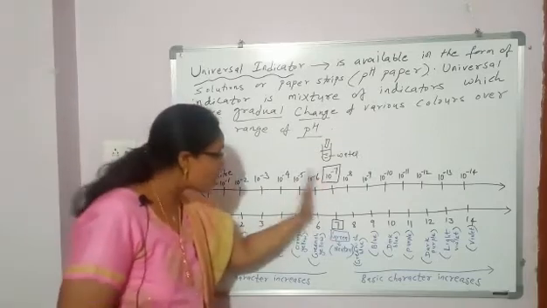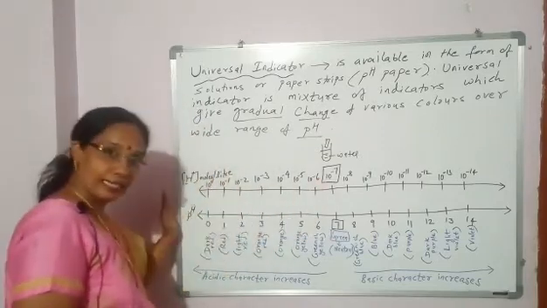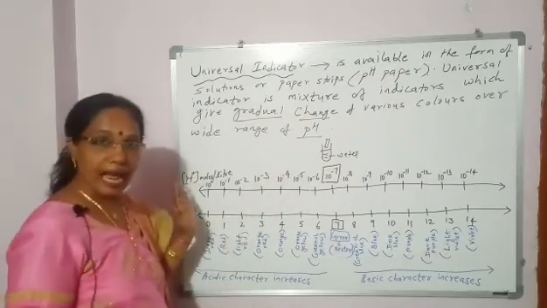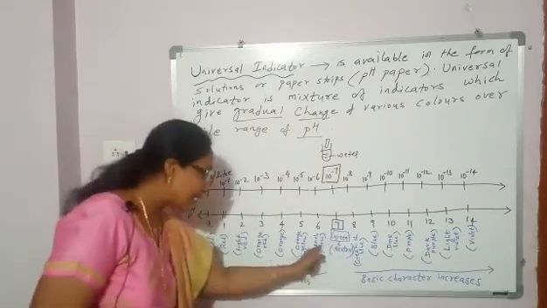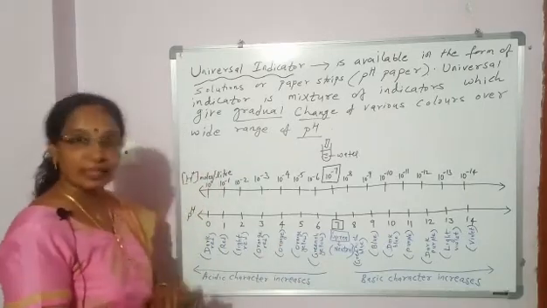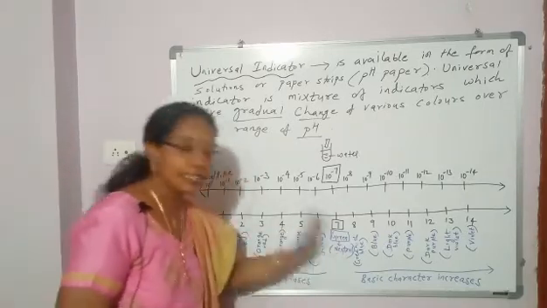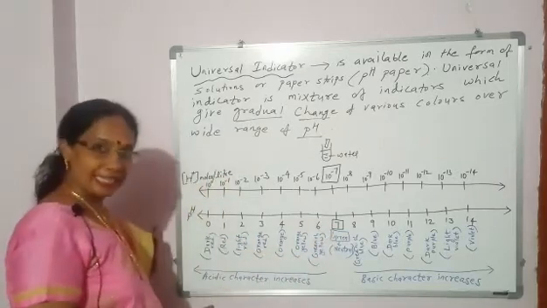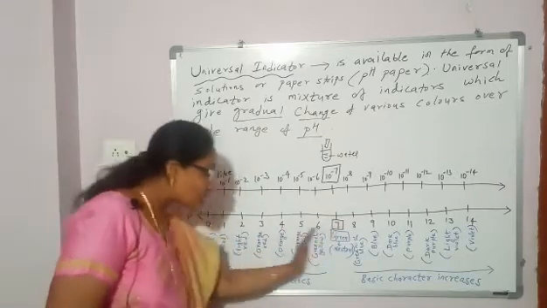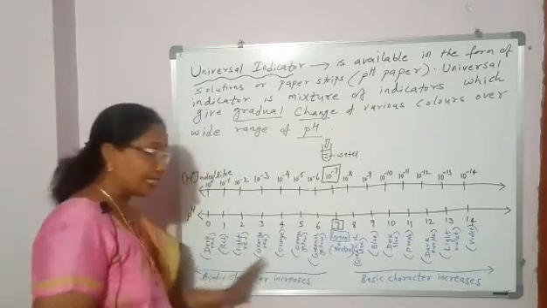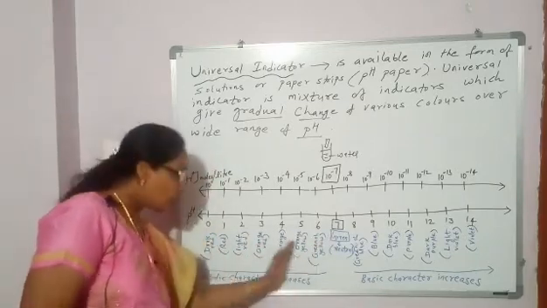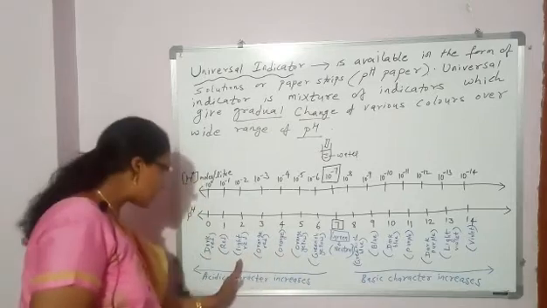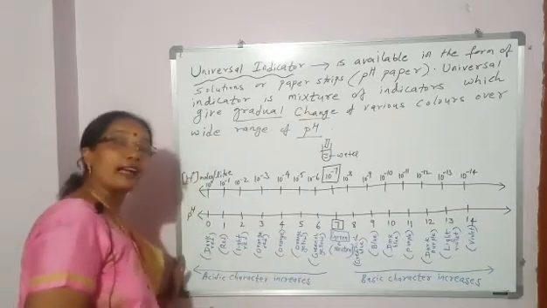So as hydrogen ion concentration goes on increasing, acidic character goes on increasing, and in pH paper you can see a gradual change in color. For neutral, it will show green color. Then as the solution goes on becoming acidic, you can see a gradual change in color from green to greenish yellow, then orange yellow, then orange, orange red, light red, red, dark red.